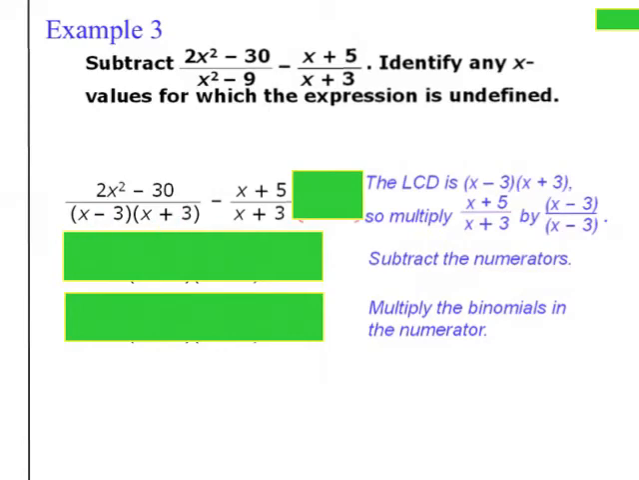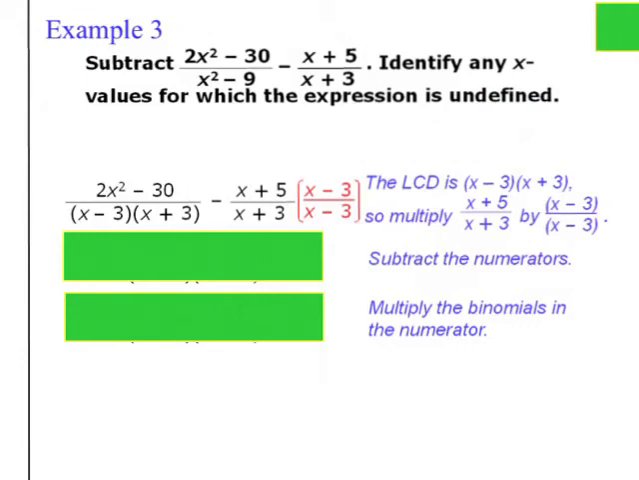Okay, with that in mind, let's look to see what I need. What am I going to need to do to this in order to get x minus 3, x plus 3? Well, I'm missing an x minus 3. So I'm going to multiply top and bottom by x minus 3. Alright, now we're ready to combine these.